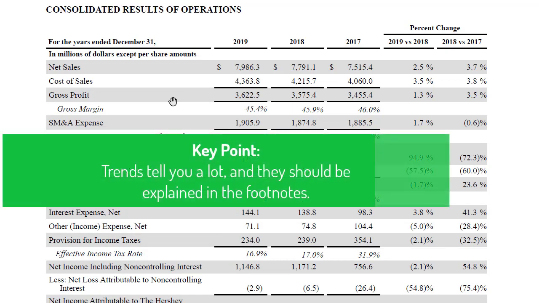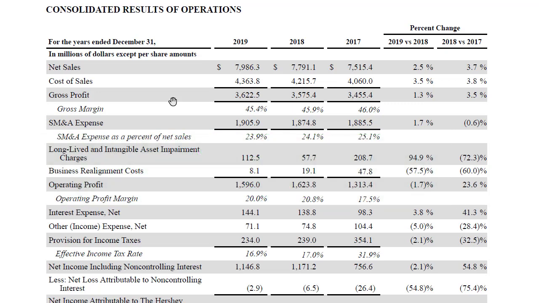Are they selling more product at a slightly lower price, which might actually be good? Is it an increase in input costs that they're not able to pass on to consumers? You really want to understand that, and the notes to the financial statements and management's commentary will tell you that, but we won't dig into that too far today.